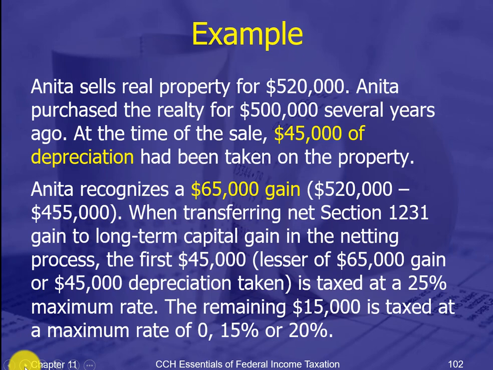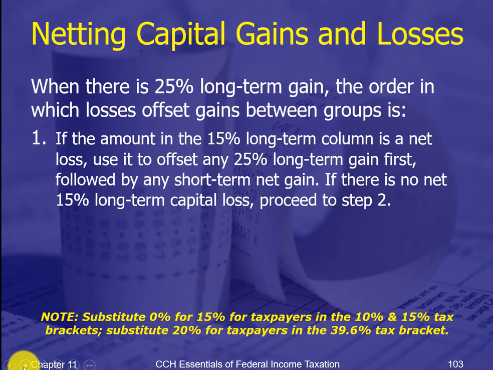So it's never taxed at a higher rate than the regular taxes on this individual. But instead of being 0, 15, or 20, it could be 25% if their tax rate is higher than 25%. The other 15,000, the amount over what we originally paid for it, is Section 1231 gain and has a maximum rate of 0, 15, or 20. It's like a regular capital gain.